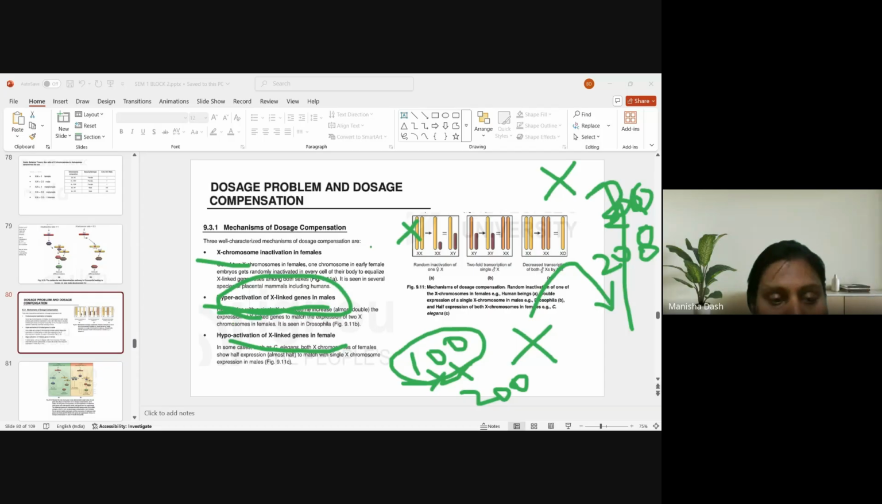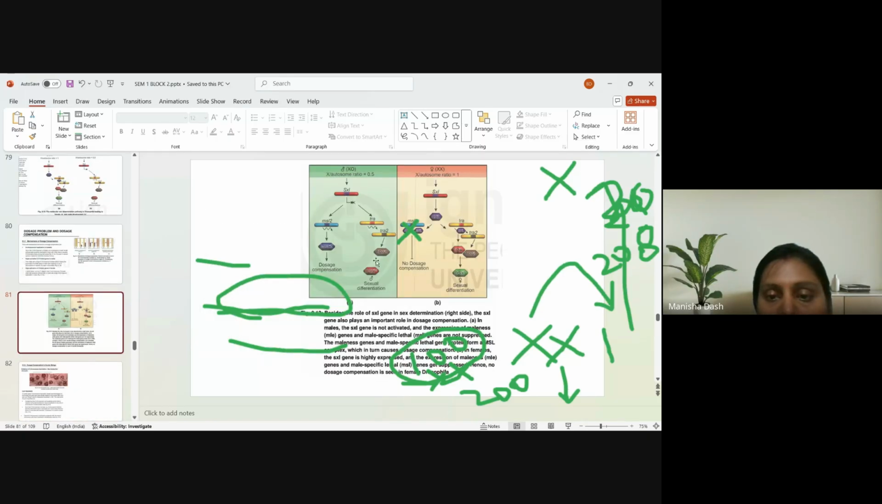Hyper means more activated. Similarly, there could be hypoactivation of the X-linked genes in the female. If the male has only one copy and the female has two functional copies of the X chromosome, both X chromosomes can reduce their gene expression by 50% to match the expression of the single X chromosome in the male. So these are the ways by which the dose can be compensated due to the difference in the number of X chromosomes between male and female.